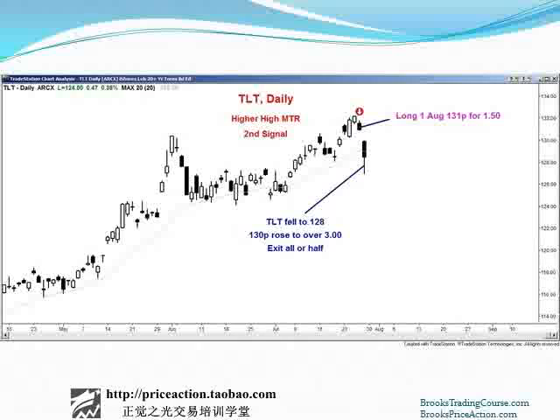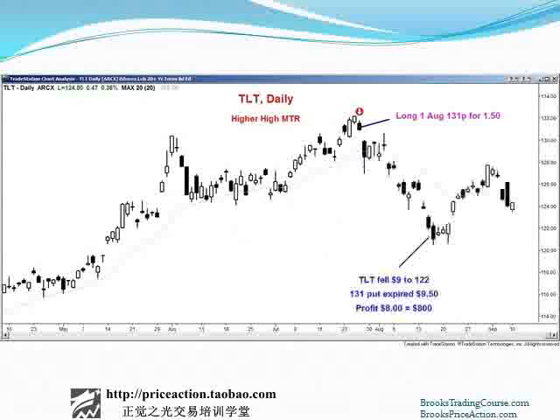So here, the option, you bought it for $1.50, it's now $3. I would take half off or even all off. If you took half off and planned to exit if the TLT went above your signal bar, and then you were going to let the rest swing, you might have taken some off here. Tight channel, I probably would hold.